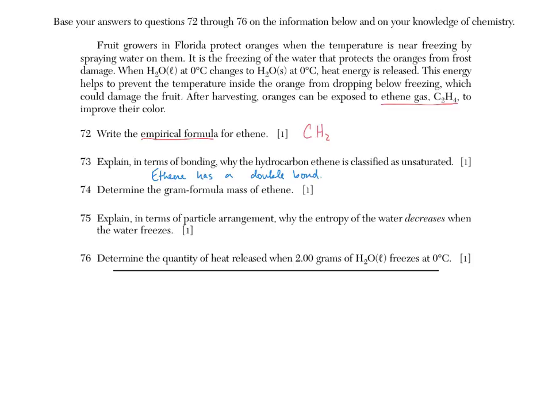All right, number 74, determine the gram formula mass of ethene. So we need to look at the reference table to figure out the molar mass of it. We look at each of the atomic masses for both elements, carbon and hydrogen. Carbon has 12. Hydrogen has 1. And we multiply by the number of each of them, so times 2 and times 4. We add both of these up to get 28 grams per mole of C2H4.